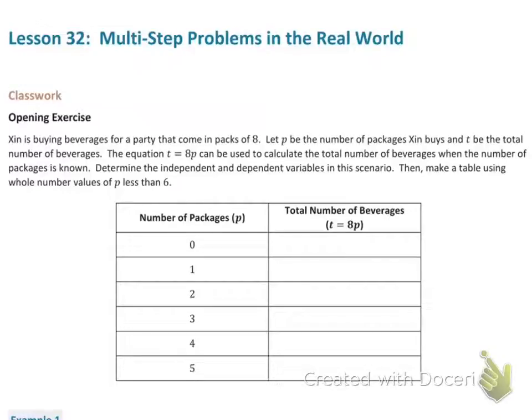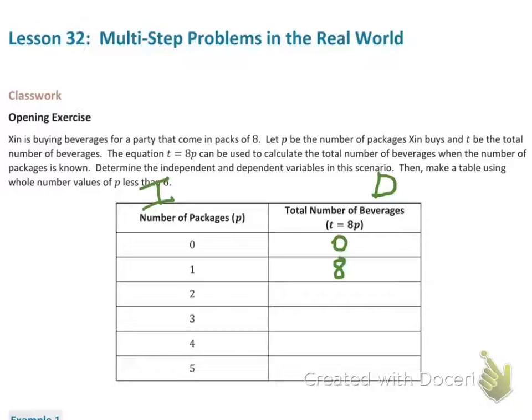Well, what we really get to choose is how many we buy. You can buy none, or 1, or 2, or 3, or 50. That's your choice. So that is the independent variable. So we would say that the independent variable is the number of packages that Zin is buying. The dependent variable depends on your choice in the independent variable side. So if we choose 0 packages, then Zin gets 0 beverages. If we choose to buy 1 package, then Zin gets 8 times 1, or 8 beverages. So the number of beverages depends on how many packages he buys.